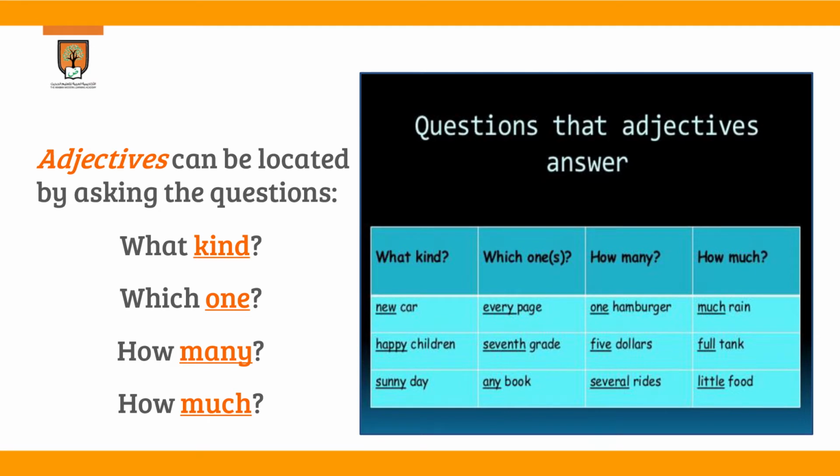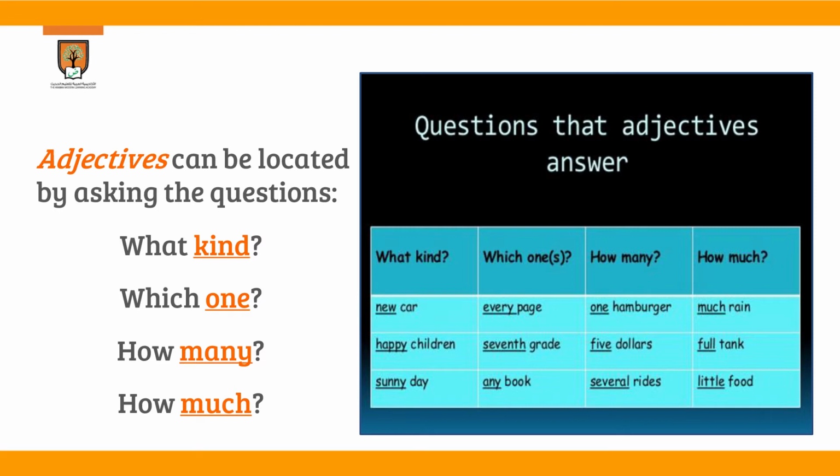Adjectives can be located by asking the following questions. What kind? Which one? How many? And how much? As you guys can see in the chart, when you're asking about the kind, what kind of car? A new car. What kind of children? Happy children. What kind of day? Sunny day. Which ones? Every single page.